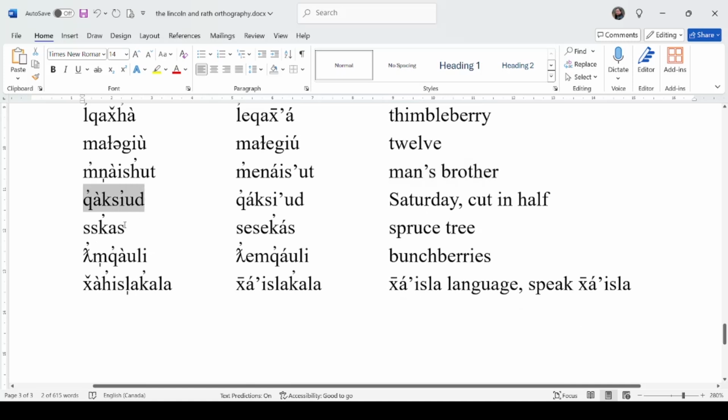We also have k'aksiud. Here you see the I with the apostrophe on top, and this is the hybrid spelling. So the I has been separated from the apostrophe, which comes afterwards, in between the I and the U now. Here you have the apostrophe on top of the U. It's meant to be read as a separate apostrophe. K'aksiud means Saturday. It also means cut in half.